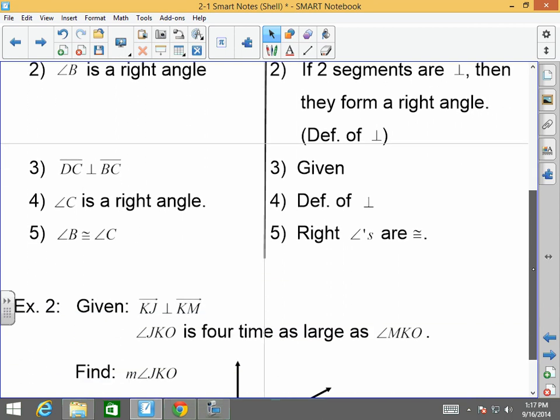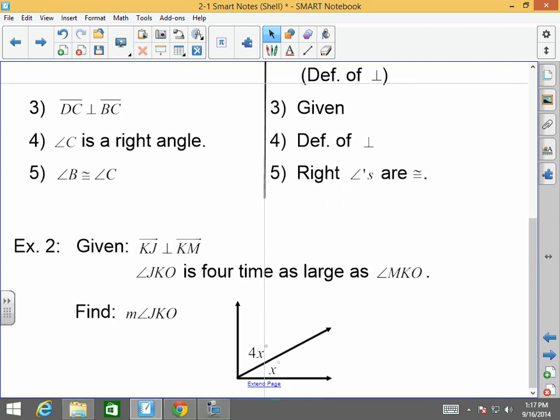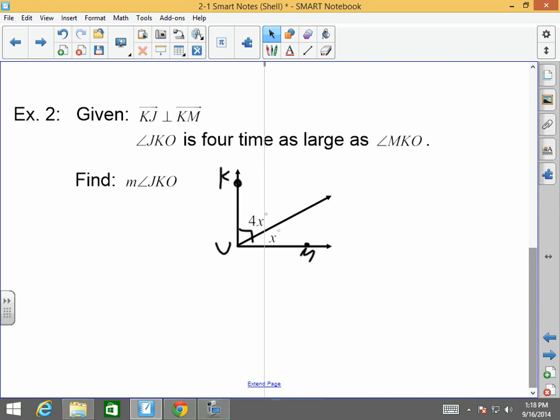Now, what kills most of you? Algebra. KJ is perpendicular to KM. And I guess I should have put KJ and KM. KJ is perpendicular to KM. So if it's perpendicular, that means immediately that that's 90. Okay? And they say that JKO is 4 times as large as MKO.